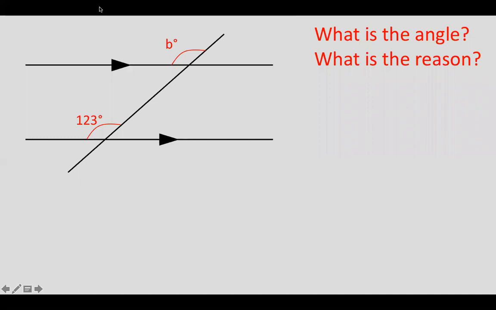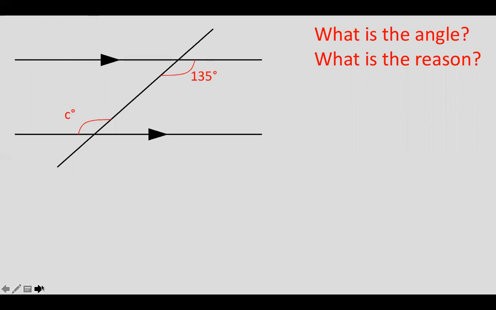Angle B is also 123. What type of angle is this, Judith? Hold on, check. Corresponding angle. Yeah. So I have corresponding angles are equal.